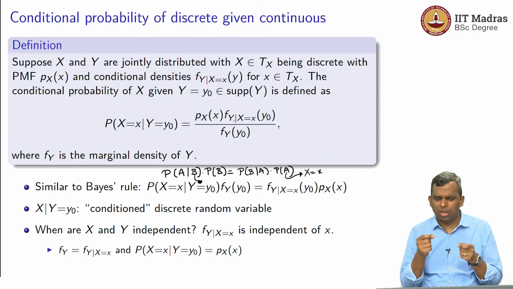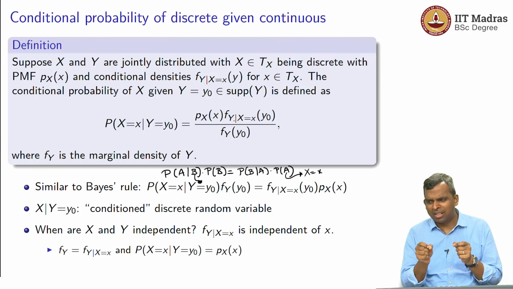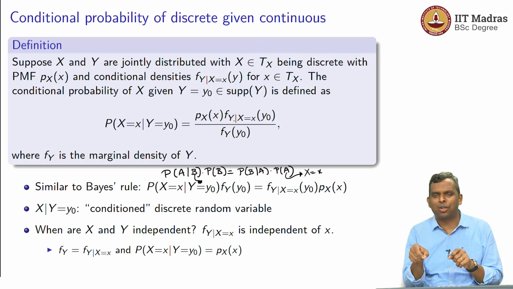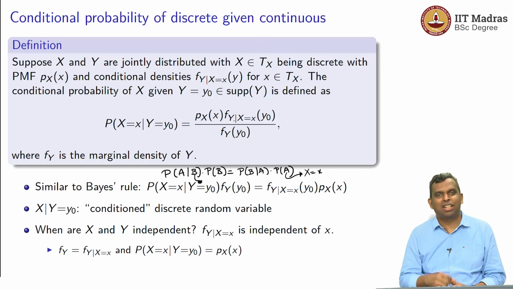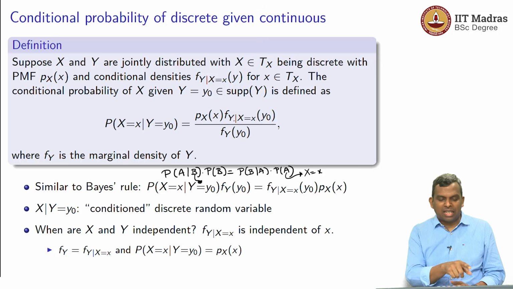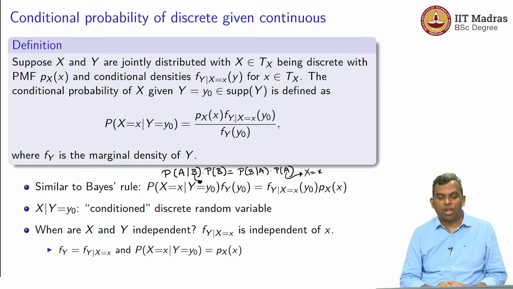It's not too much more complicated than Bayes' rule. You just have to remember, wherever you have a continuous random variable, you simply use density instead of mere probabilities. Okay, that's it. So this x given y equals y naught, you can think of it as a conditioned discrete random variable, a conditional random variable, right? So the distribution of x given y equals y naught. This can help you in classification, making decisions and all.